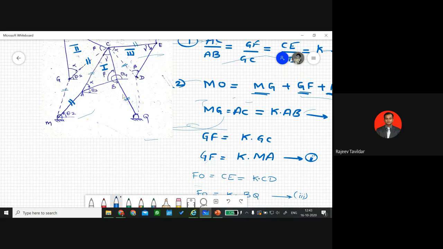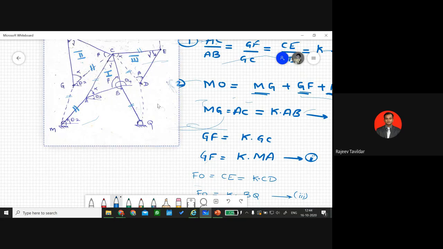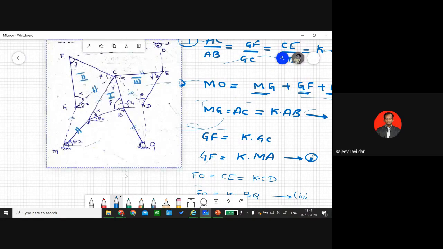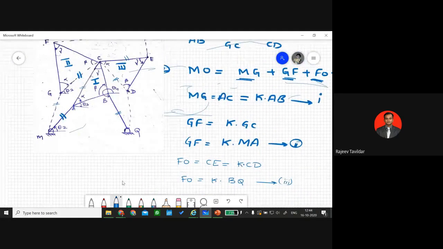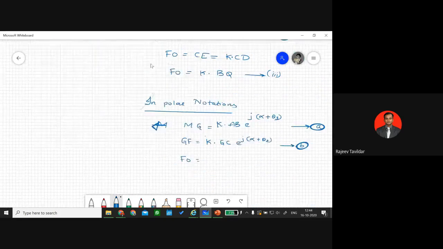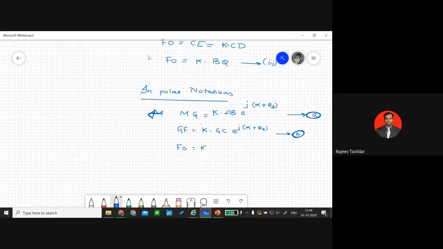See, this BQ is parallel and equal to CD, right? You're getting this? So just like what we have written here, that is alpha plus theta 3 and alpha plus theta 2, this will become alpha plus theta 4 here. Okay, so this angle is alpha here. So the total orientation will become alpha plus theta 4. So this will be K into BQ e raised to j alpha plus theta 4.